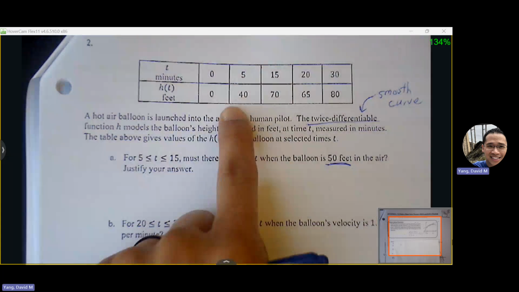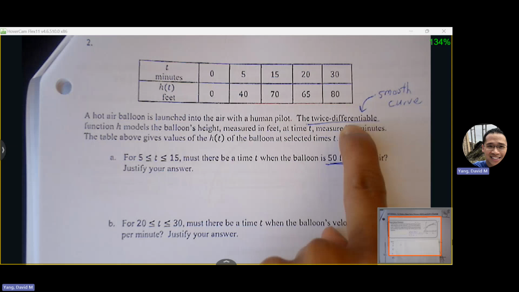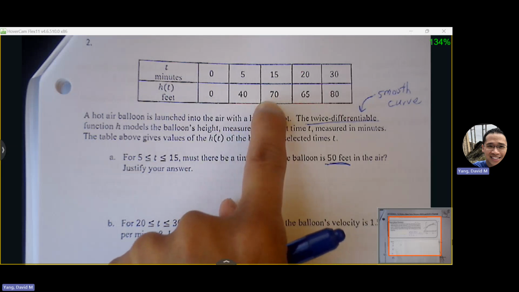Yeah, 40 and 70, right? It can't jump past 50 because everything is connected. So as the balloon is rising, it can't just skip over 50, right? It's got to pass 50 at some point if it's going to go from 40 to 70. So this is basically intermediate value theorem. We don't need calculus to help us arrive at that conclusion, right?